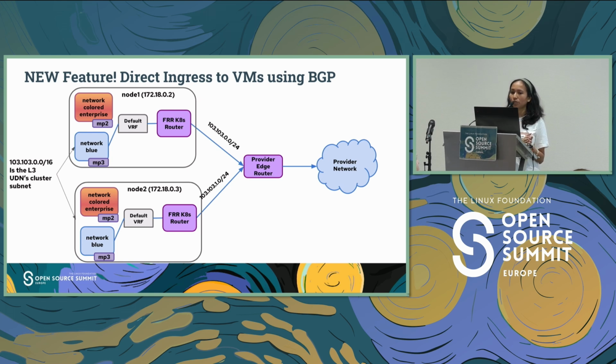There are also features on the roadmap like EVPN, which lets you extend every one of your networks inside the cluster to your provider network. So you can have your blue network, which needs to extend via BGP VPN or through VRF-lite isolation mechanisms to your finance network, for example, or you want your colored enterprise network to be your HR network, which is in your provider network. So all of these plug and play mechanisms are made possible, and that's the direct ingress to your VMs using BGP.